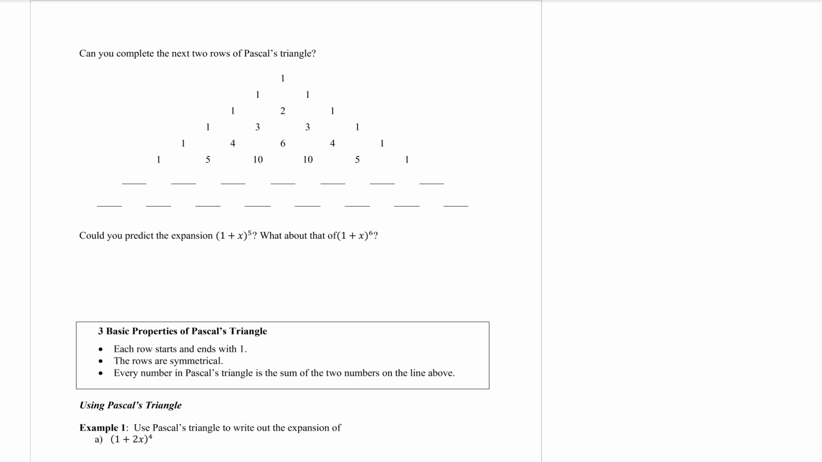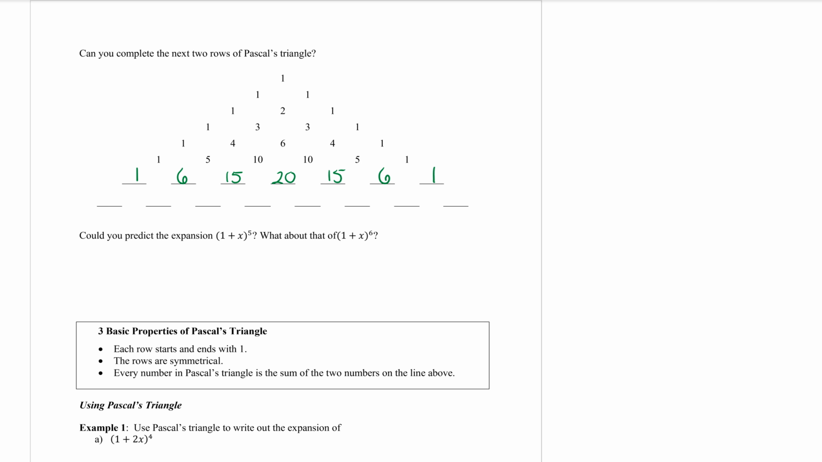So the 1 is always going to be on the outside of each row. To work out the next box, I will add 1 and 5, which will make 6. Then for the next one, I'll do 5 and 10 to get 15. 10 plus 10 is 20. 10 plus 5 is 15, and 5 plus 1 is 6.